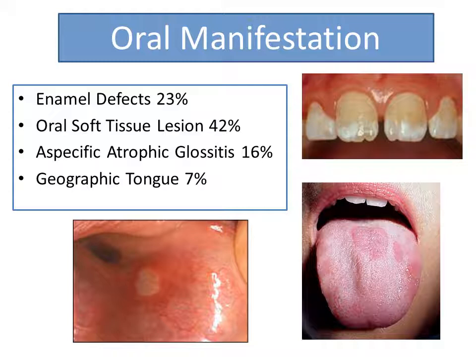Because of the malabsorption, you may see a variety of oral manifestations. These are the oral manifestations observed in 200 diagnosed celiac disease patients. You may see enamel defects, maybe from malabsorption from childhood or baby. And oral soft tissue lesions are commonly seen, such as aphthous ulcers or atrophic glossitis or geographic tongue.